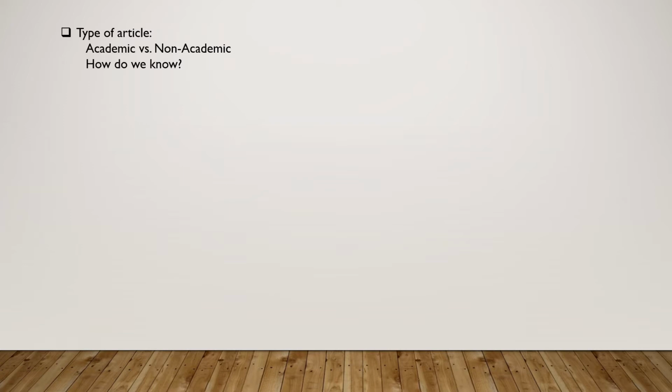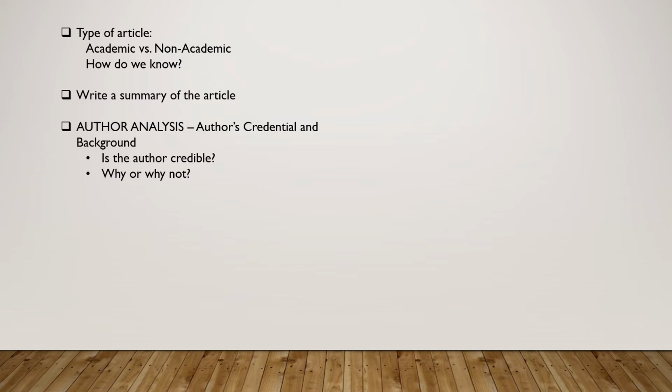So if you remember, early in the beginning of the semester, we talked a lot about the different types of articles that we read. Sometimes there are academic articles and then there are non-academic articles. And how do we know which one is academic and which one is not? We also spent a lot of time recently learning how to write a summary of the article. We also spent a good portion of time doing author analysis.